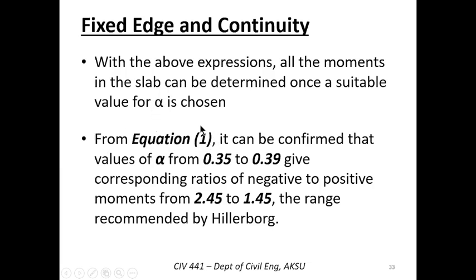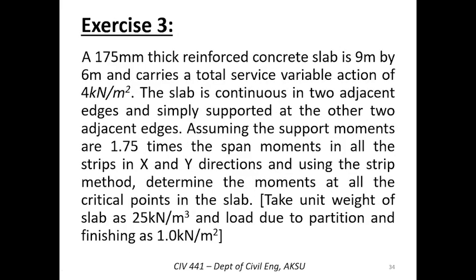From that equation 1, the equation I said you should know, it can be confirmed that values of alpha from 0.35 to 0.39 give corresponding ratios of negative to positive span moment of 2.45 to 1.45, and this is a range that is recommended by ACI. So usually a good value of alpha should be between 0.35 and 0.39. That is okay, so take note of that, so that when you calculate the value of your alpha, you will know if you're right or wrong.